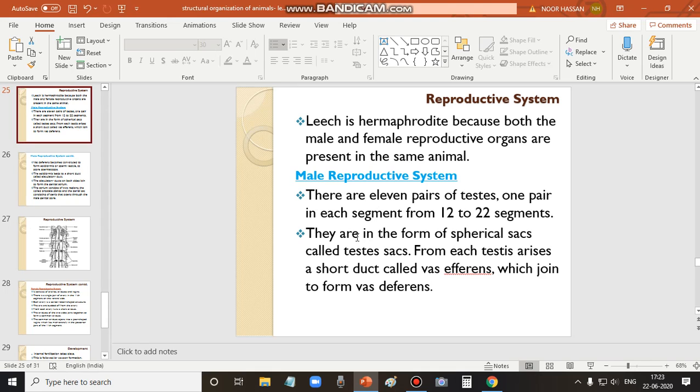We shall discuss first the male reproductive system. There are 11 pairs of testes, and they are arranged from the 12th to the 22nd segment. They are in the form of spherical sacs called testis sacs. From each testis sac arises a short duct called vas efferens, and these ducts from each side join to form the vas deferens.